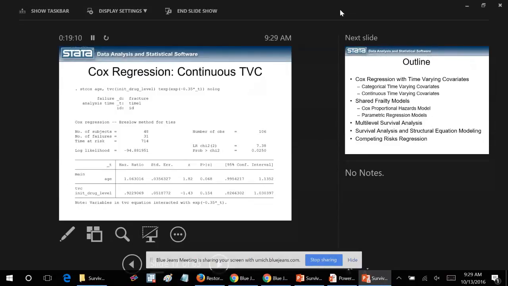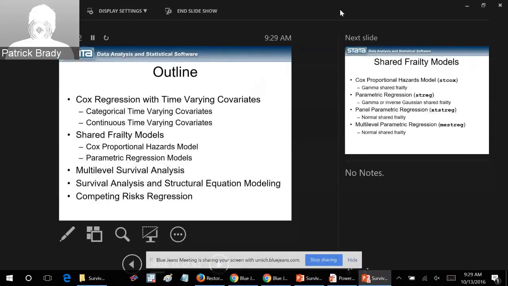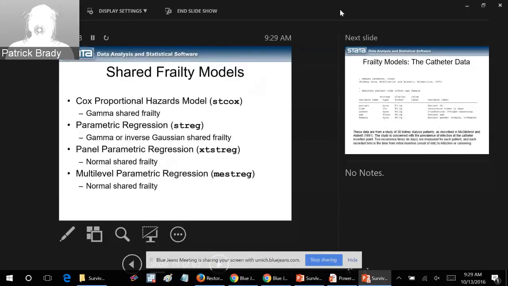So anyway. All right, so let's move on to shared frailty models. We're going to talk about this both for Cox and for parametric. There are 4 different ways in Stata, and I discovered one that I wasn't aware of while I was putting this talk together. You can do shared frailty models with Cox regression, and I went ahead and put this in just so you know what the differences are. Cox regression is going to assume a gamma distribution for the shared frailty, and I'll come back and define what this is shortly.